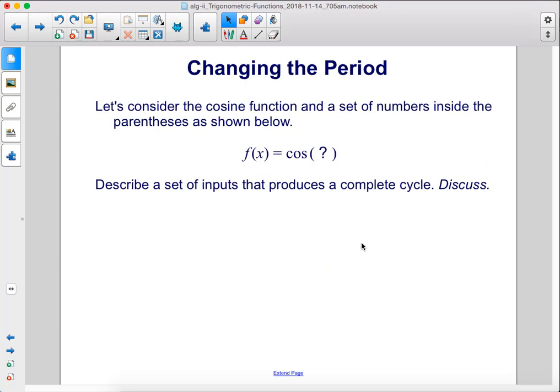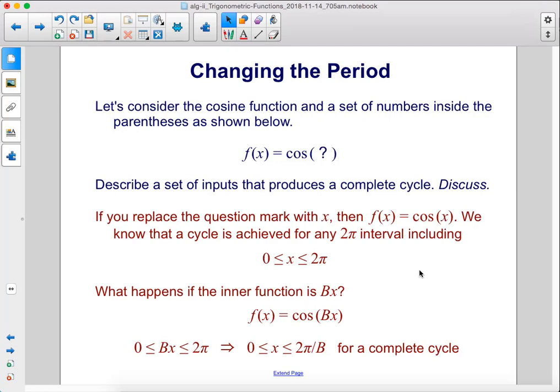Let's consider the cosine function and a set of numbers inside the parentheses as shown below. Describe a set of inputs that produces a complete cycle. Discuss. If you replace the question mark with x, then f of x equals cosine x. We know that a cycle is achieved for any 2 pi interval, including x greater than or equal to 0 and less than or equal to 2 pi.